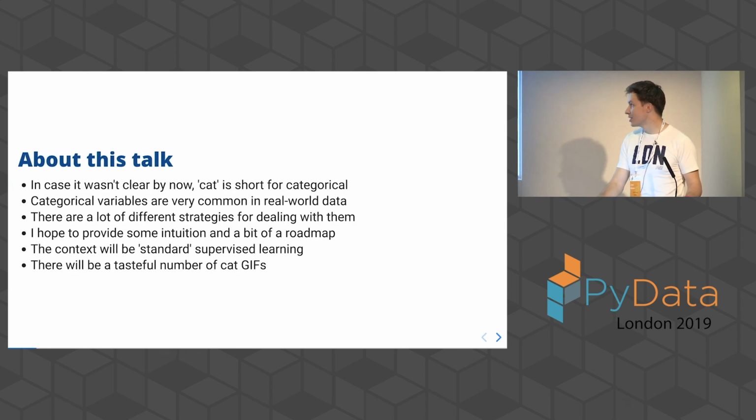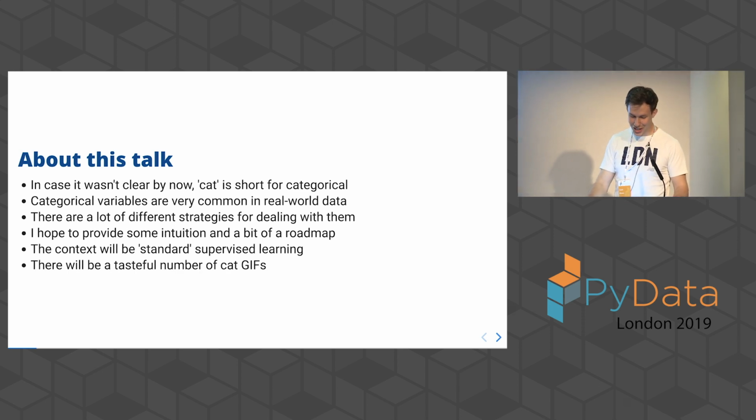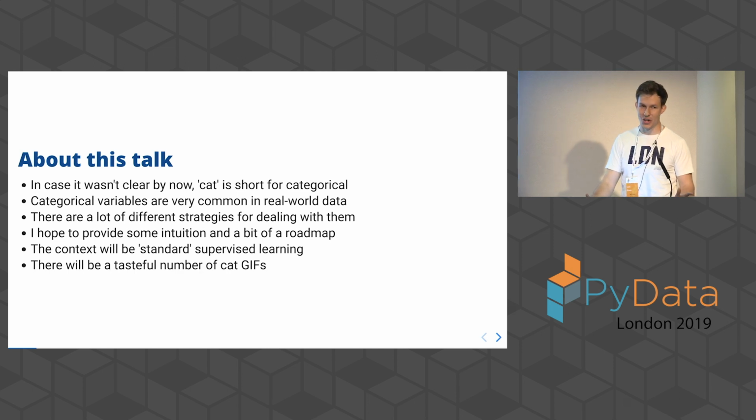And the talk, yes, in case it wasn't totally clear, CAT is short for categorical variables. So just anything that's not a number. Often in Python and programming languages, these are some string, basically, that you have in your data. There are a lot of different strategies for dealing with them. So today is kind of an intro-ish level talk about different strategies for dealing with them.